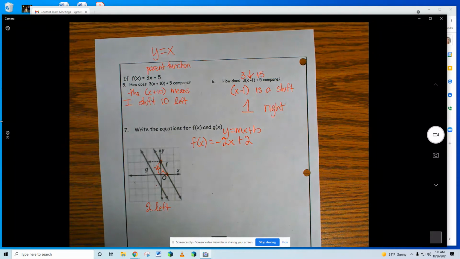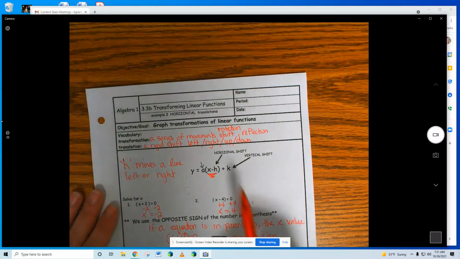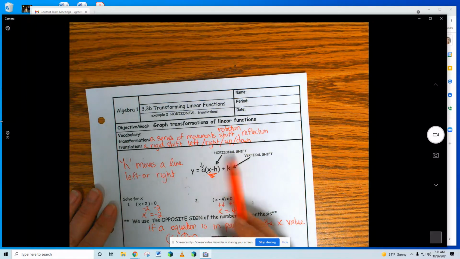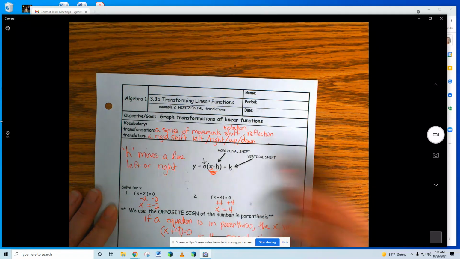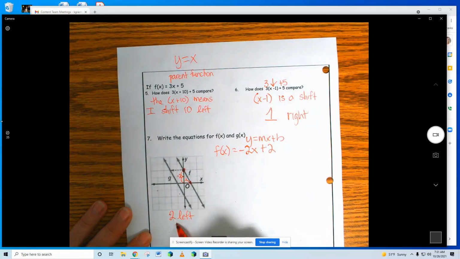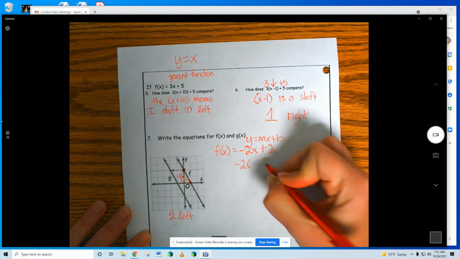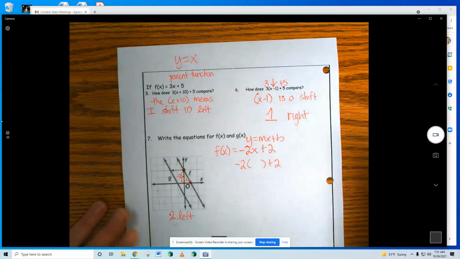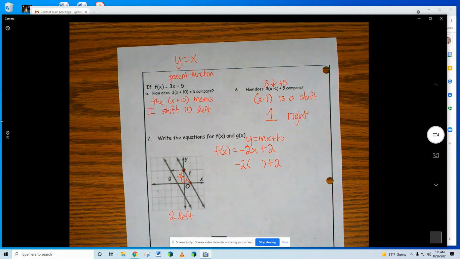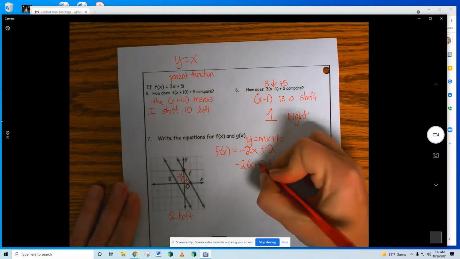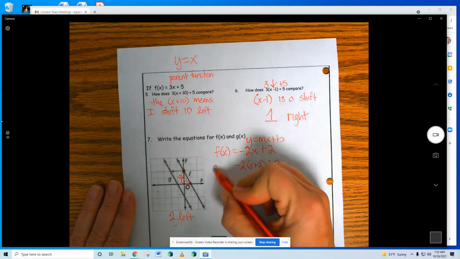So here, h means a horizontal shift left or right. So this shift that I'm trying to do on the back side, 2 to the left, is going to go right after where the x goes. So I'm going to have to put in parentheses that I'm moving 2 to the left. How do I write 2 to the left? Remember, it's the opposite sign. Yeah. X plus 2. And this is going to be my g of x.